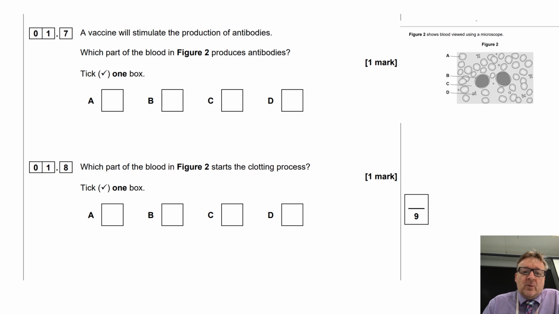Right, a vaccine will stimulate the production of antibodies. Which part of blood in figure 2 produces antibodies? Well, it's not red blood cells, it's not plasma, it's not platelets. White blood cells are the sort of immune system. All right, so tick 1, B. Which part of the blood in figure 2 starts the clotting process? Okay, I know that already. Small fragments, D.